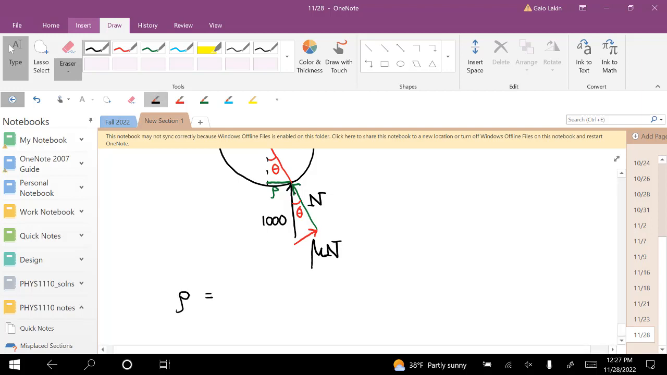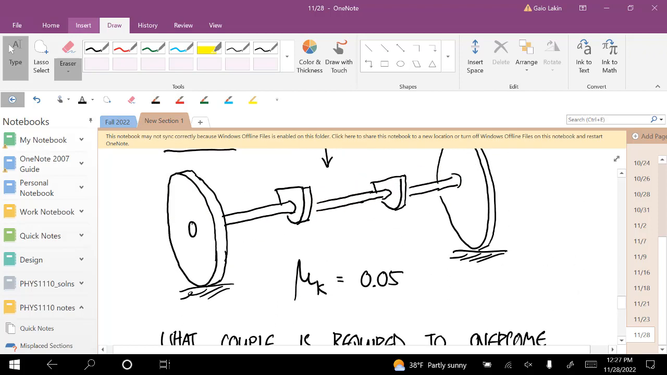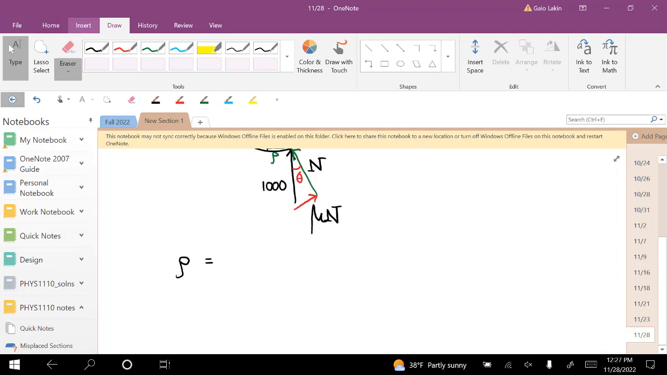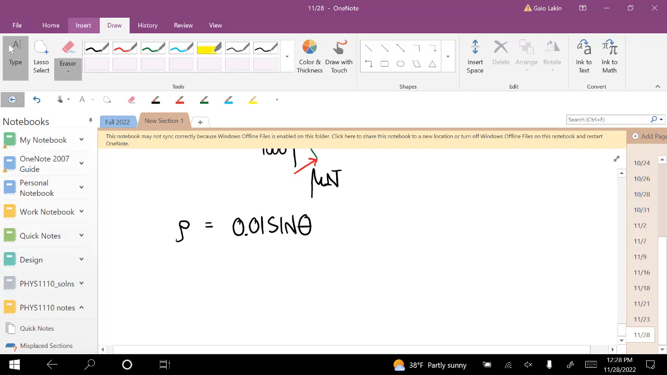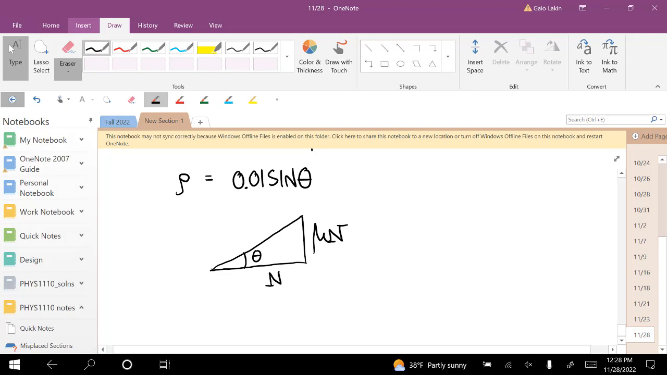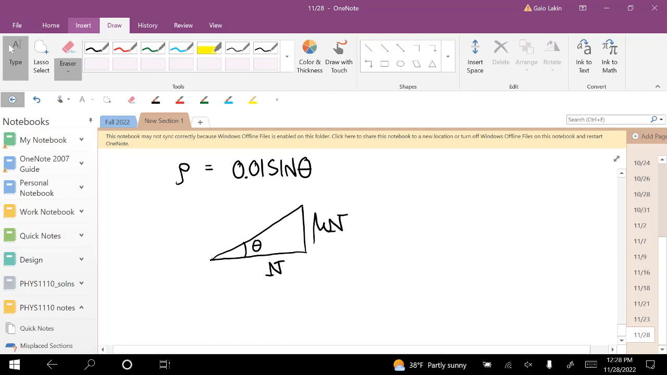So rho is equal to, and I need to give a radius of this axle. Let's say the radius is 1 centimeter. So rho is 0.01 times the sine of theta. We have this triangle that says if theta is here, the opposite side is mu n, the adjacent side is n. The hypotenuse is the square root of n squared plus mu squared n squared.